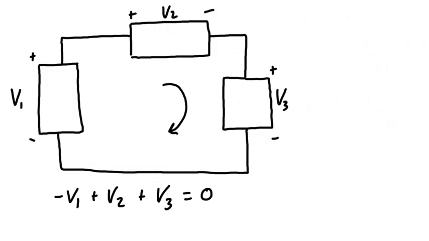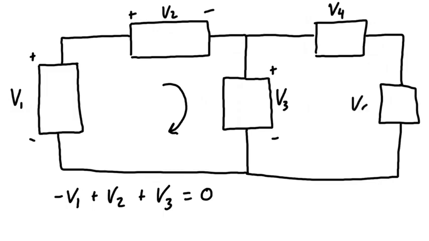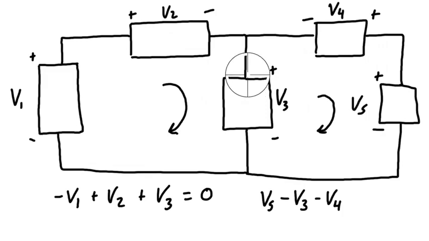Now this works if you have multiple branches as well. Let's draw on another branch. If we had, say, V4 and V5, and one of them is like this and the other is like that, then when we go around this loop, we would enter V5 through the positive terminal, so we have a positive V5. Then we enter V3 through the negative terminal, so we have minus V3, and then minus V4 because we enter through the negative terminal when going in this consistent direction around the loop. And that all has to equal 0. This is going to be a very useful tool when we get further into analyzing circuits. It's just one of the many things available to us to help solve for unknowns.